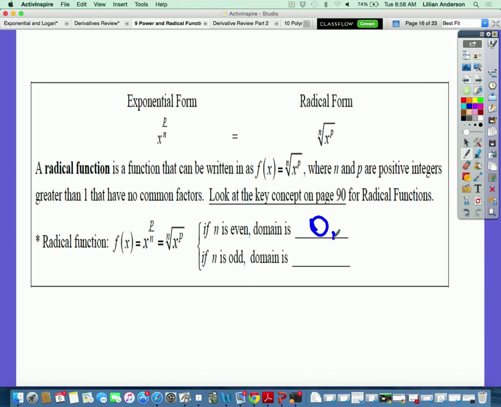It's going to be 0 to infinity. Is 0 going to be included? Yes. And if it's odd, it's going to be negative infinity to infinity. Now, n cannot be negative when you're dealing with square roots here, because you can't take the square root of a negative number. If n is negative, that means we have a negative root, like the negative square root of a number. Is there any such thing like that? No. So that's why there isn't an option there.